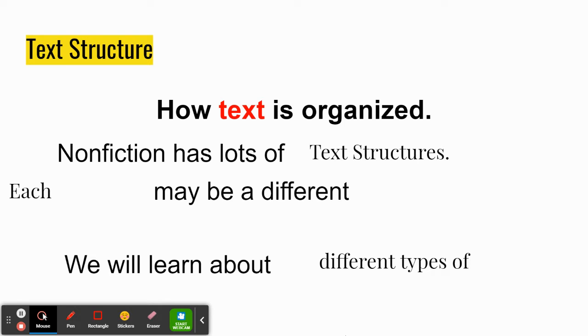Okay. And when you're reading nonfiction, it's not like the whole thing is going to be one text structure. It could be different in every single paragraph. The author might change their text structure. So each paragraph may be a different text structure. Okay. So your first blank that you're going to fill in is nonfiction has lots of text structures. And then you've got each paragraph may be a different text structure. All right. Are we ready for the last one, or are we still catching up?